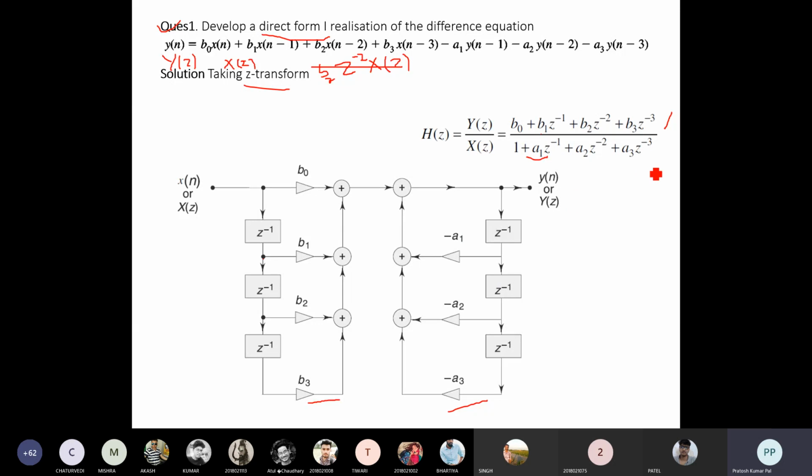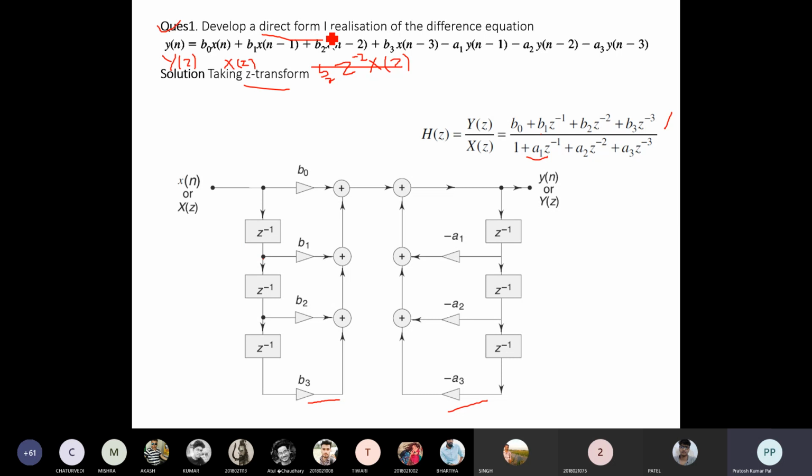Then another delay, because z to the power minus 3 is there, that means 3 delay elements will be used. If it is having a further term like 4 or 5, then 5 delay elements will be used for realizing this system. The first delay term will be obtained, and it will be having a constant multiplier of minus a1, that is the coefficient, and will be added to get the realization of the poles. Once we have realized the zeros and poles, we will be getting the complete realization in the form of direct form 1.